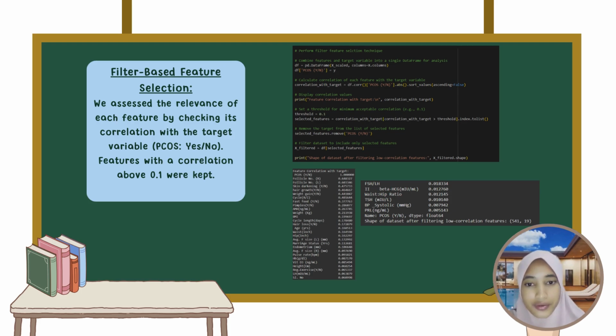After that, we will filter the dataset to include only the selected features, and we will display the shape of the filtered dataset by printing it, to see how many features remain after filtering out those with low correlation to the target. You can see here the shape of the dataset after filtering low correlation features is 19.